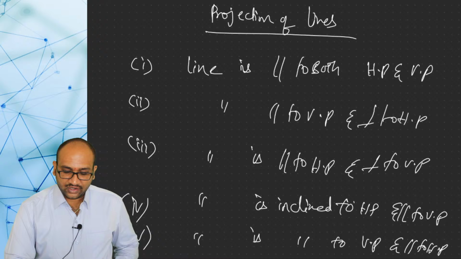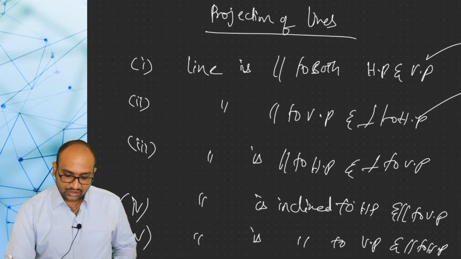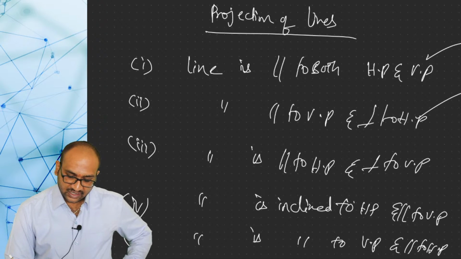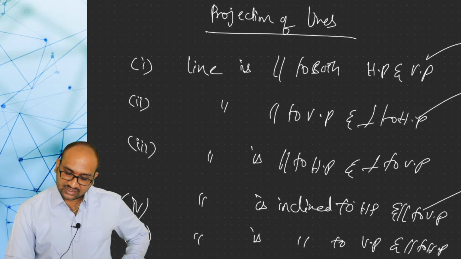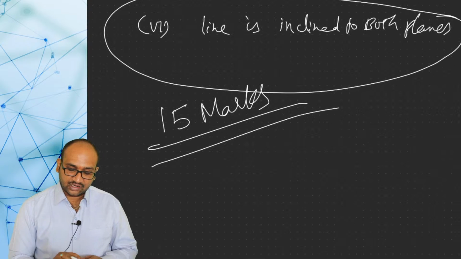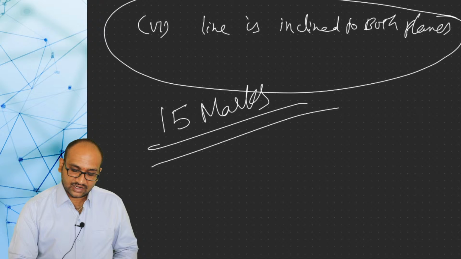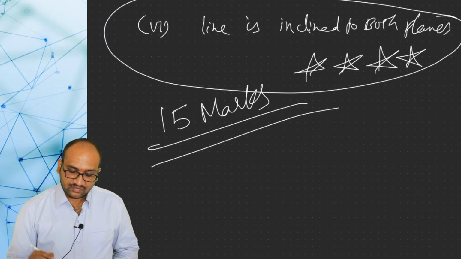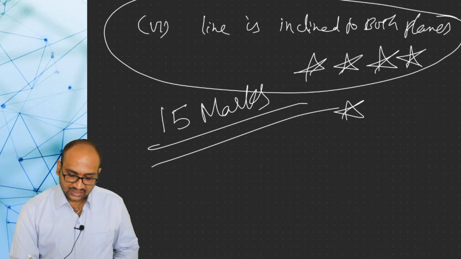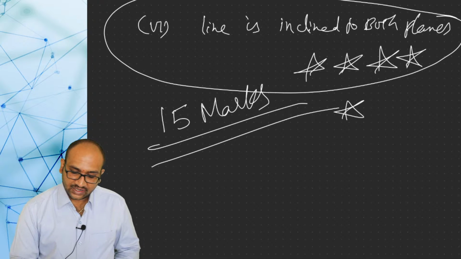Line is parallel to both HP and VP. This is one orientation. Line is parallel to one plane, perpendicular to the other plane. This is another orientation. Line is inclined to one plane, parallel to the other plane. This is another orientation. Line inclined to both planes. This is very important. We may get this type of problem in the end exam. First, I will discuss one example problem in this topic.